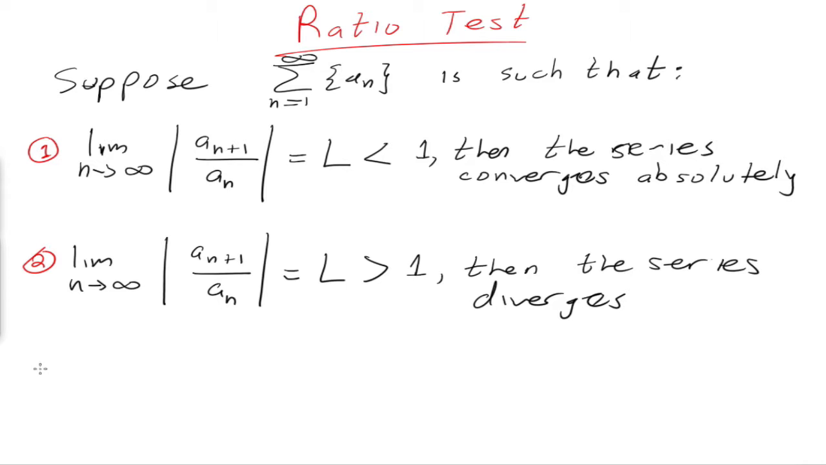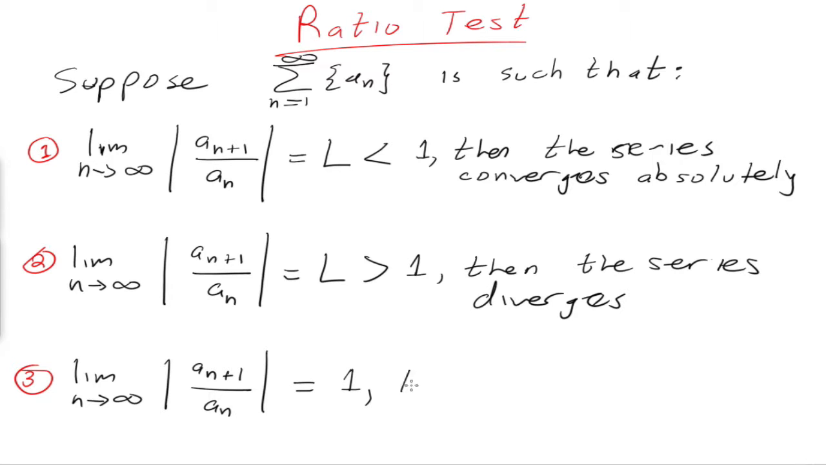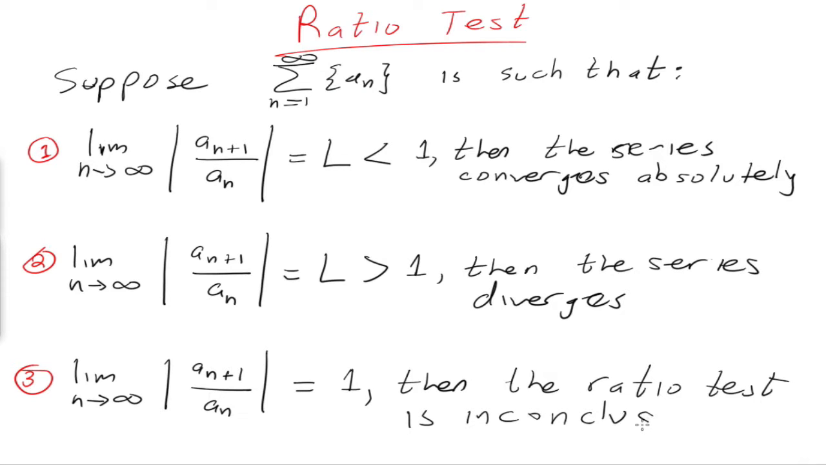And then if the limit as n goes to infinity of a sub n plus 1 over a sub n is equal to 1, then what do you guys think? Excellent idea. The ratio test is inconclusive. So we don't know what's happening, and we have to use a different test.